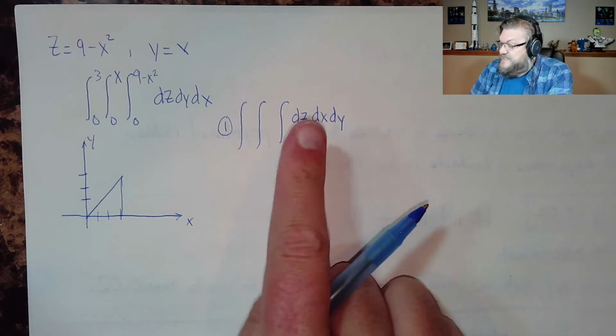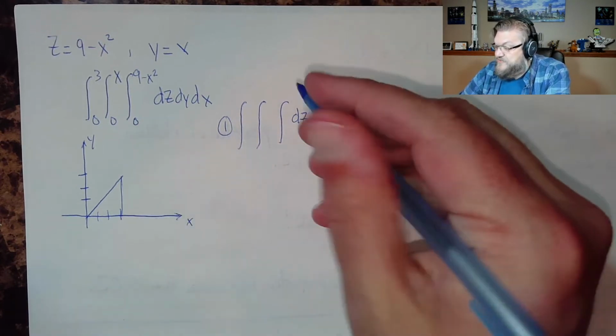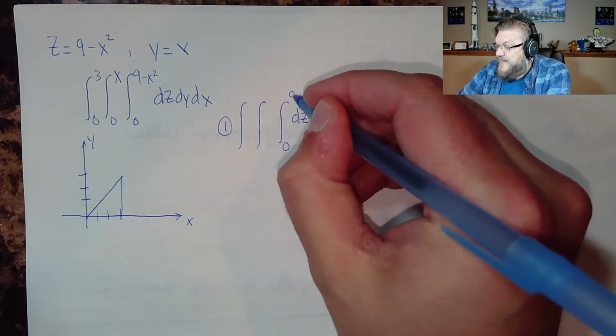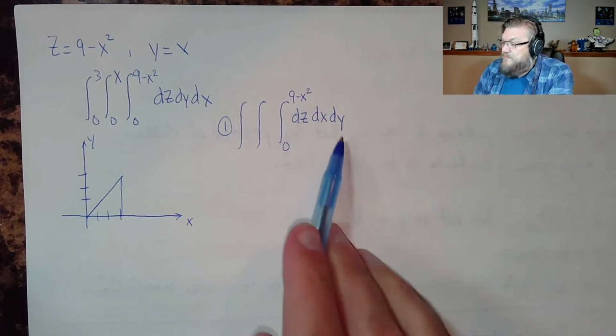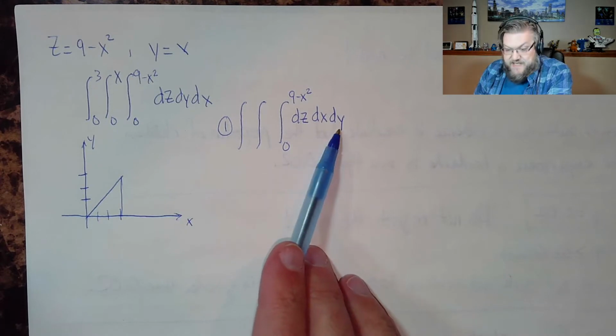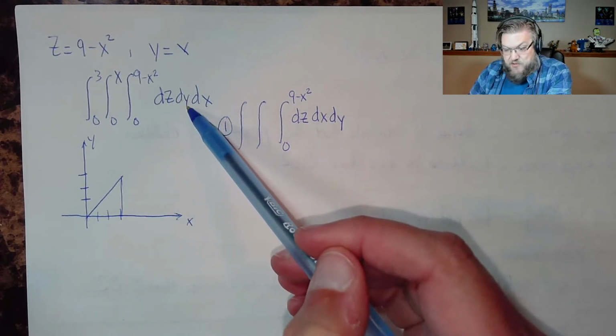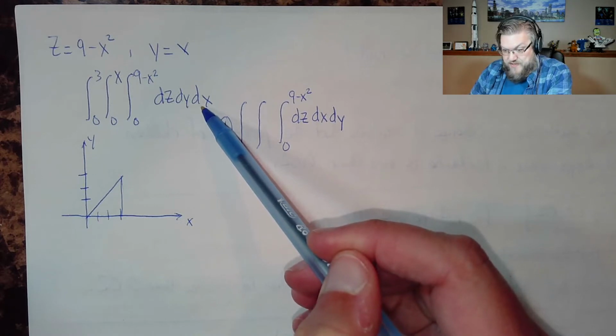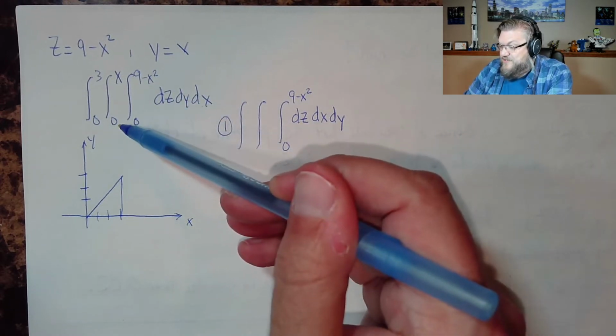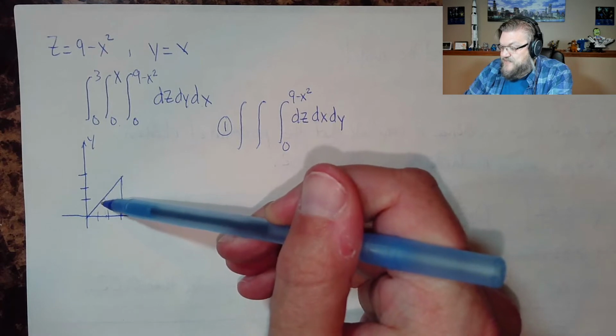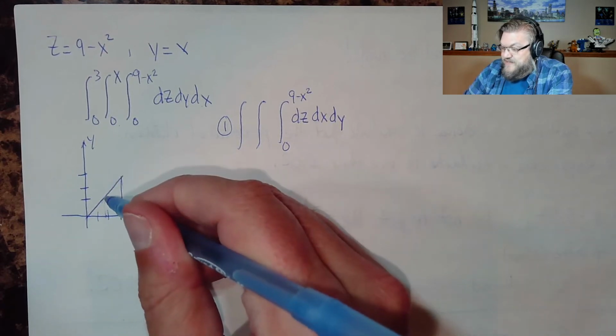So dz has not changed. So this is still from 0 to 9 minus x squared. But now the dx and the dy have swapped, right? And so notice that if it's a dy dx, back to our double integral idea, these are going to be vertical arrows starting at 0, going up to this curve like that, going up to this diagonal line.